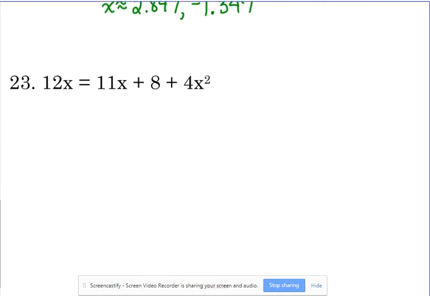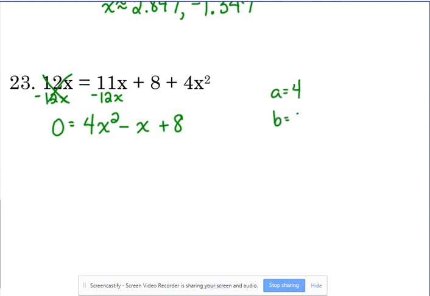All right, let's do one more, 23. We've got 12x is equal to 11x plus 8 plus 4x squared. All right, so we need to move everything to the right side, so that means I'm going to subtract 12x from both sides. So I've got 0 on the left. It's not in standard form, so I have to rewrite it. My x squared comes first. That's positive 4x squared. Next comes our x. So 11 minus 12 is negative 1x, and then plus 8 on the end. So a is 4. What's b? Negative 1. And c is positive 8.